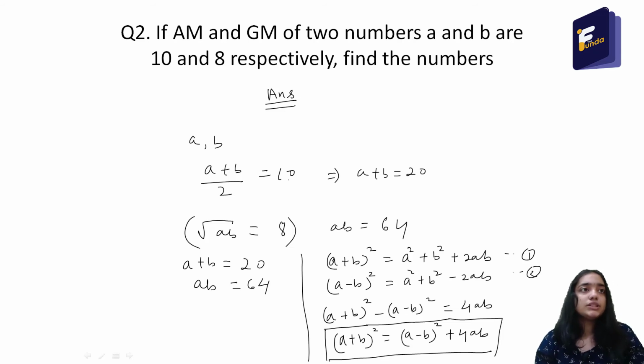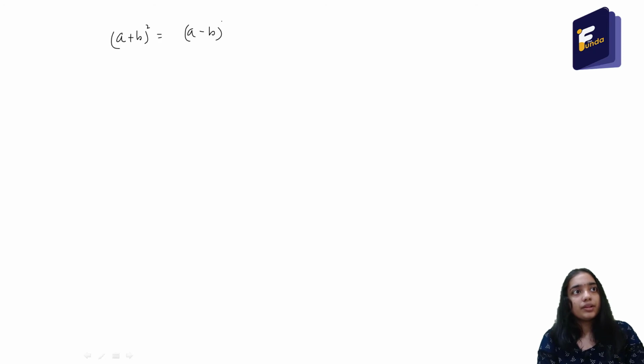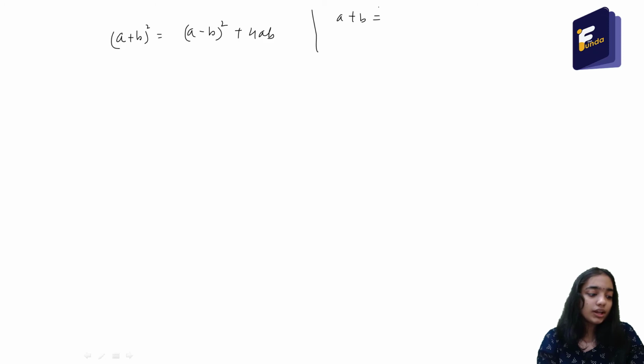Now we will use this equation. Now we have that (a plus b) whole square is equal to (a minus b) whole square plus 4ab. Okay. Now we have already known in this question that a plus b equal to 20 and ab equal to 64.